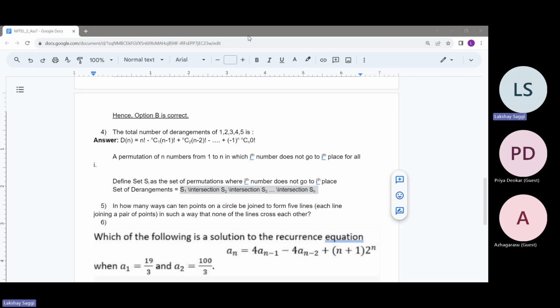So is this clear to you, Priya? Why will the set of derangements be equal to the intersection of all these Sis? Okay, it's clear. Nice.